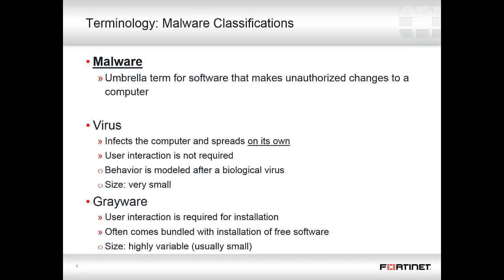There are two types of malware: viruses, which infect the computer and spread on their own, and grayware, which requires some kind of user interaction in order to actually infect. As a simple comparison, you can turn your computer on and do nothing, and it can become infected with a virus. Whereas with grayware, it will not be infected unless you actually start doing things manually.